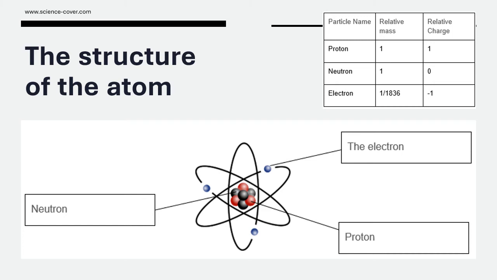Now the electron's relative mass is 1 over 1,836. And this tells me that the mass of the electron is much, much smaller than the mass of the proton and the neutron. The charge of the particles differs, so the proton has got a positive charge and the electron has got a negative charge. But since it's about the same size charge, then we can say that the proton is +1 and the electron is -1. And the neutron does not have a charge, so we can call their relative charge 0.